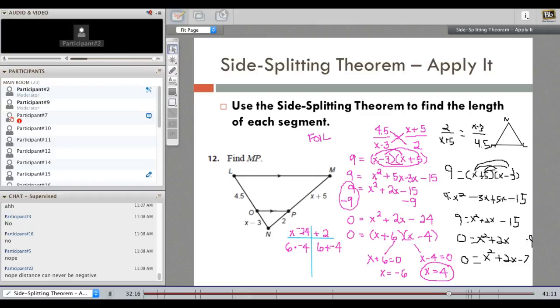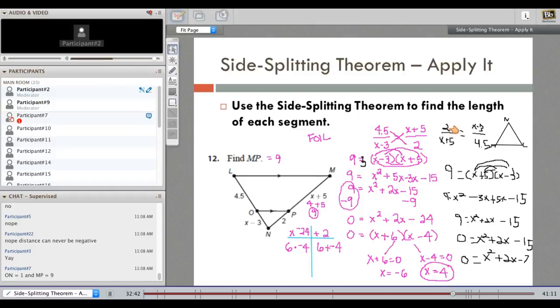So we're going to go ahead and use the 4, and we're going to plug that in here for x, and if we do that, we're going to end up with 9. So that would be MP 9. Okay? Exactly, and we could find the other sides as well. Very good. So thank you, Tristan, for writing out your work and working on that. But you should end up with the same thing.